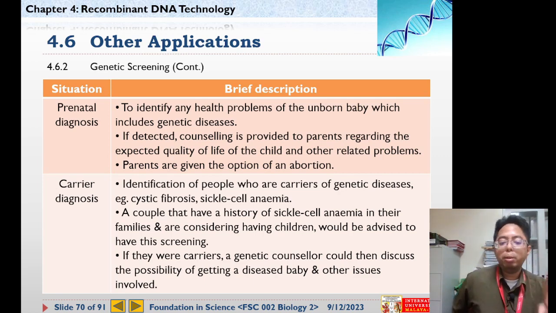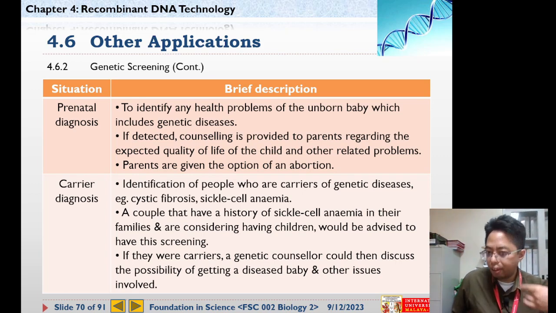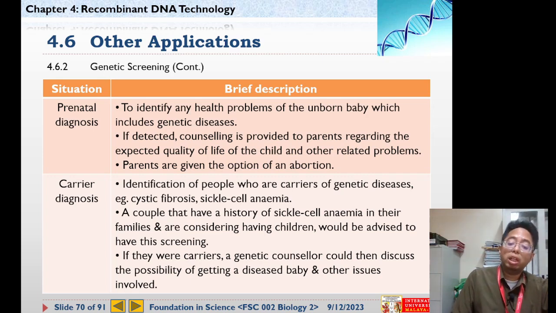So if a couple has been screened to be carriers of a certain gene, then if they want to have children, doctors can discuss with the parents what would happen if they have children. What are the chances to get a baby with the disease and other issues involved.